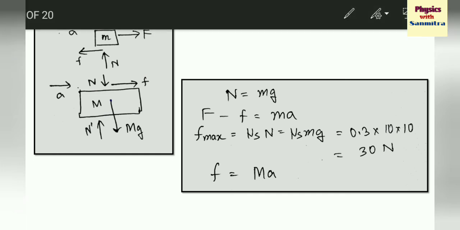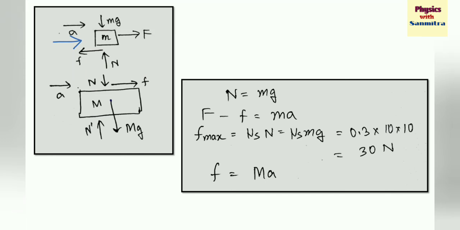See, this is the free body diagram. Both are moving with an acceleration a. For the first object, I can say, this mg is equal to N, so N is equal to mg. Net acceleration is on the right hand side. So capital F minus small f will be the net force on the right hand side, that is m into a.